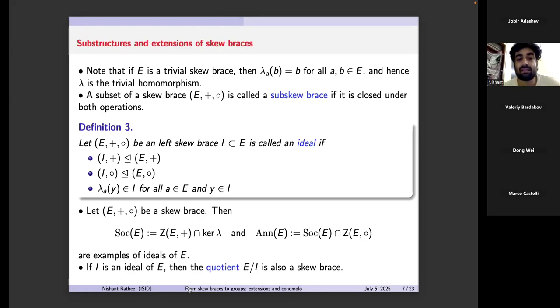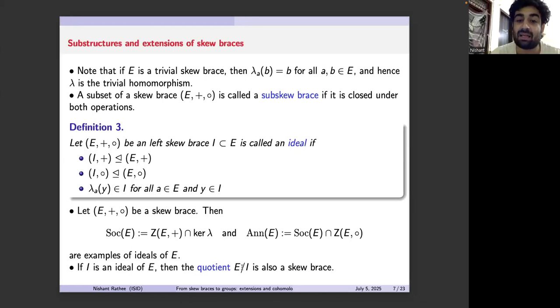If you have an ideal, then you want to define the quotient. If you have an ideal I of E, then you can define the quotient skew base E by I. You can view I as a normal subgroup of E plus. Then you can naturally induce the circle operation on E by I, and as I is invariant under lambda, that will again be a skew base. So if you have an ideal, you can quotient by it, and the quotient will also be a skew base.